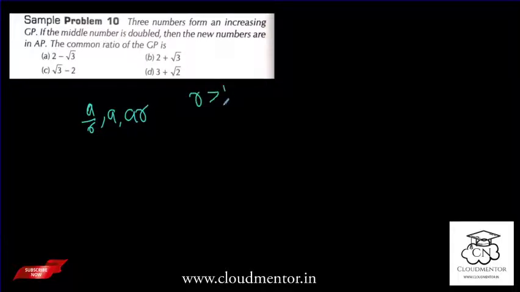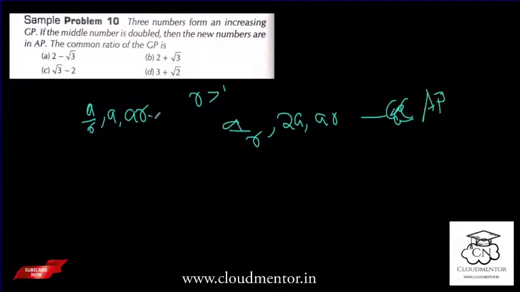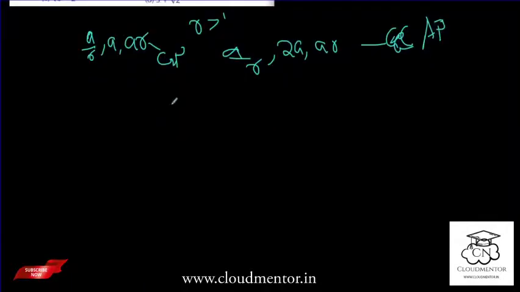Now, taking the middle number doubled, A by R, 2A and AR are in AP, and the original ones are in GP. So we can write that 4A will be equal to A by R plus AR, using the middle term.